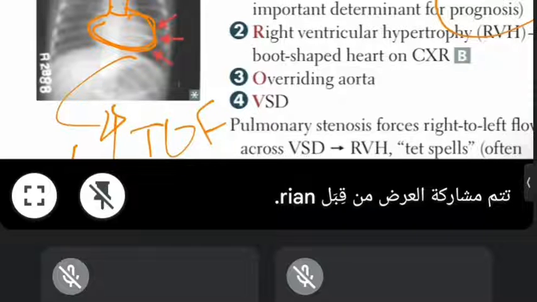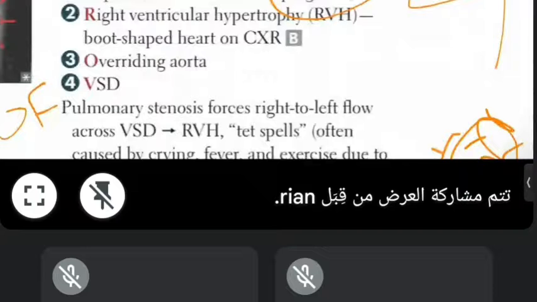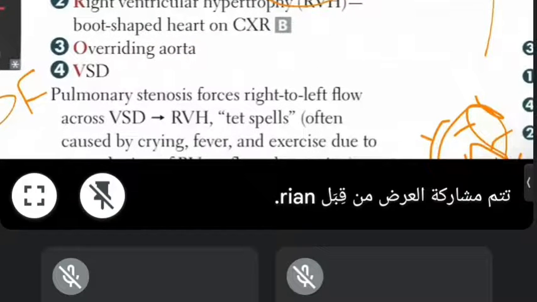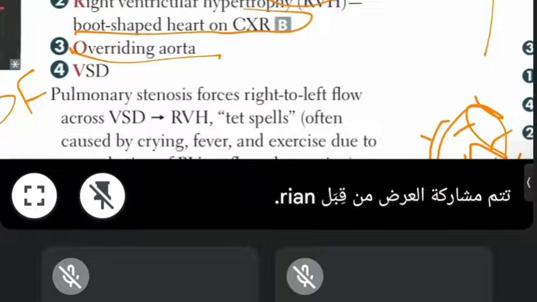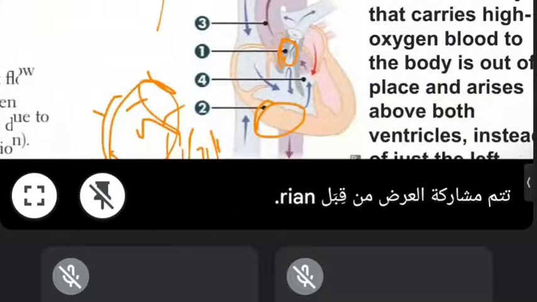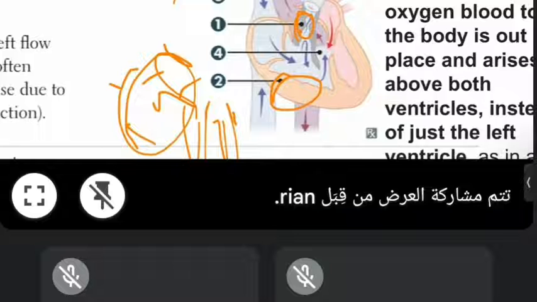So as you can see here, pulmonary stenosis and right ventricular hypertrophy will cause the boot-shaped appearance on the chest X-ray. Now you have an overriding aorta. The overriding aorta is like this one here. What is the overriding aorta? It is the aorta going over both the right ventricle and the left ventricle.